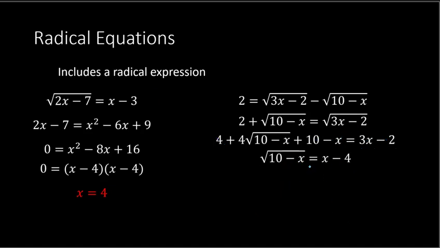And we see that typed up right here. Now from here, we've isolated that radical term, so we can get rid of the radical by squaring both sides. If you square both sides, the square and the square root cancel out. You have 10 minus x on the left.